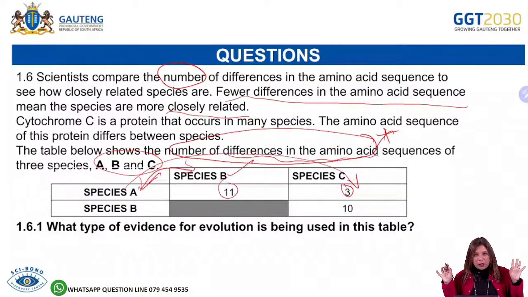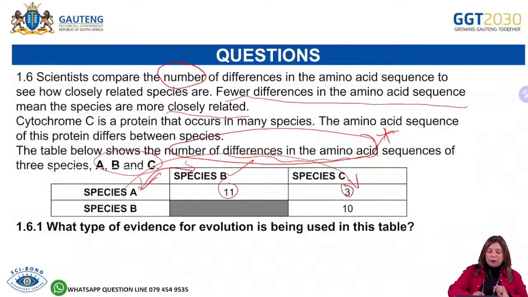I'm not looking at the questions. I'm looking at the table. That is what you should do, because sometimes the questions can confuse us. So I'm trying to make sense of that. Hey, if they ask me the questions now lower down, I'm going to know already what to answer. So we know that species A and species C must be more closely related because they have the least amount of differences in the number of the amino acids.